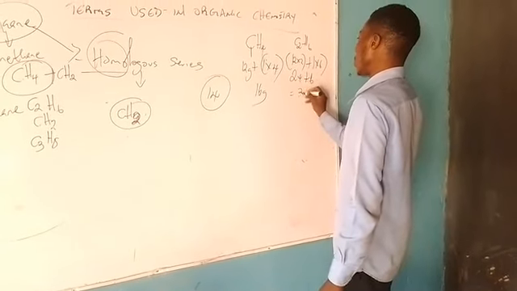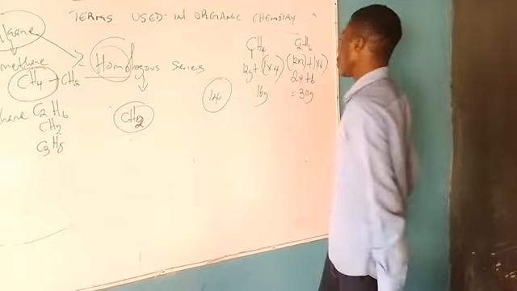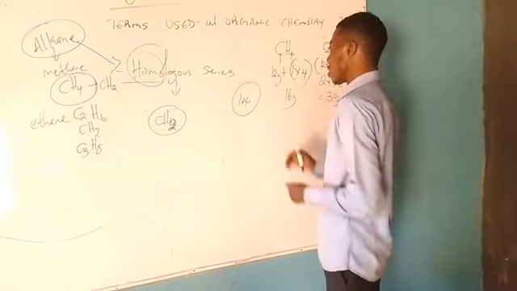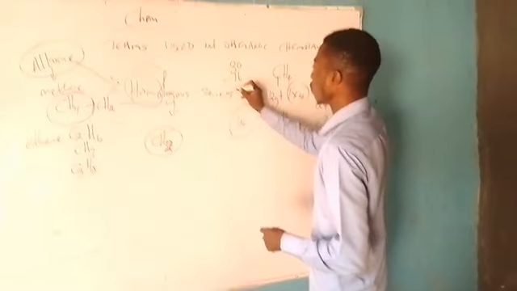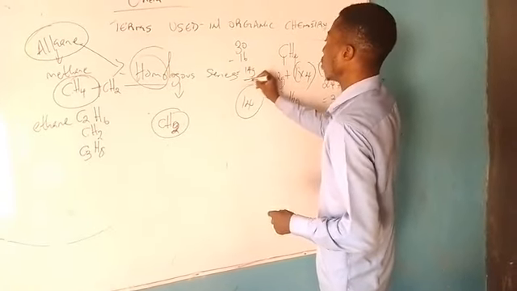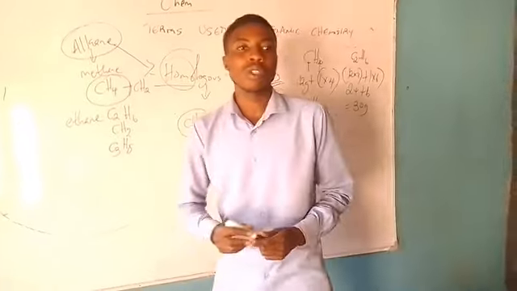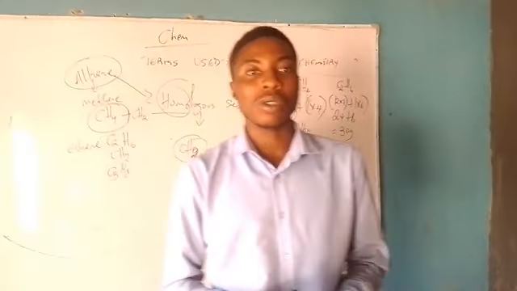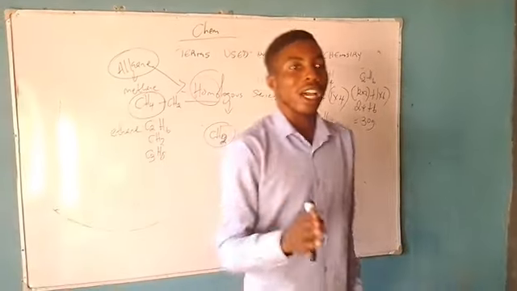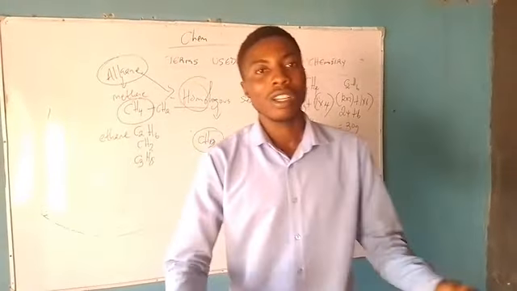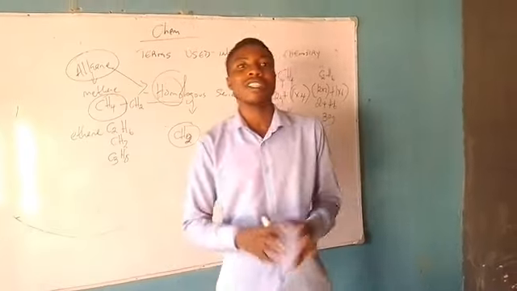It's going to give us what? 30 grams. So the difference between 30 grams and 16 grams is 30 minus 16, which gives us what? 14 grams. So you see that the difference between two successive members is 14 grams.